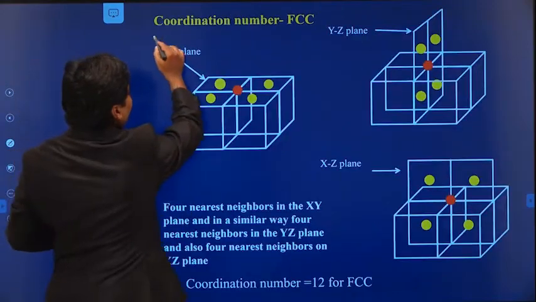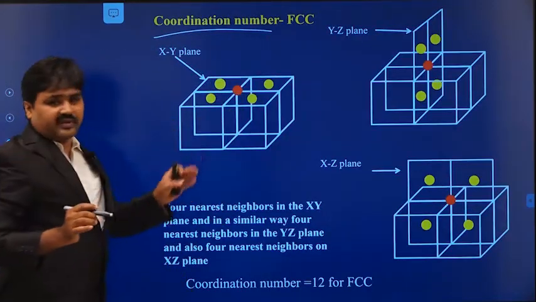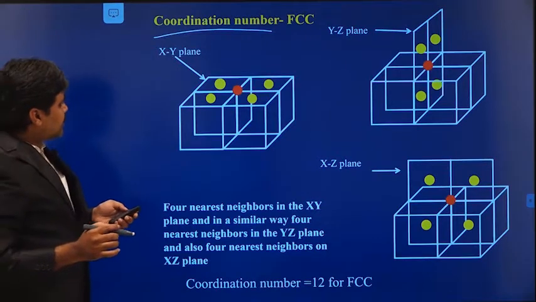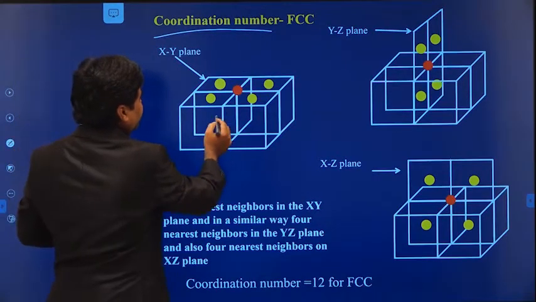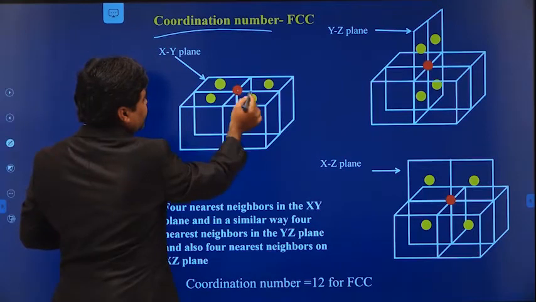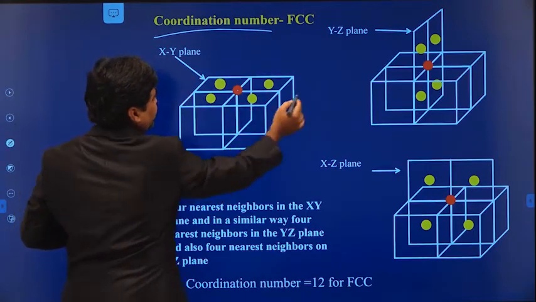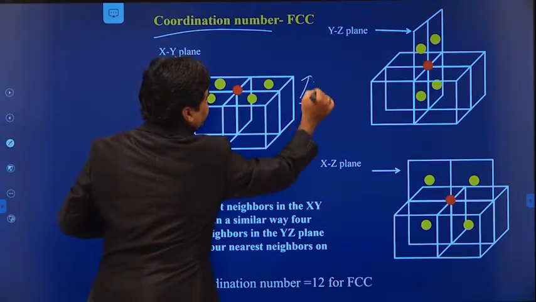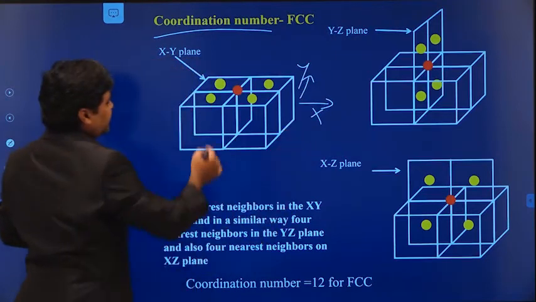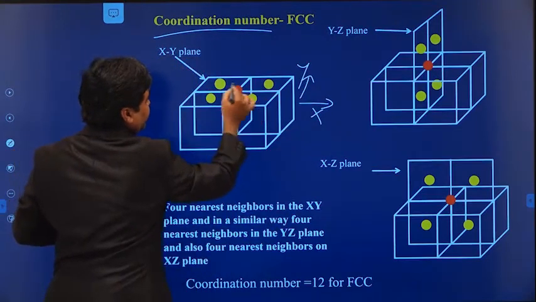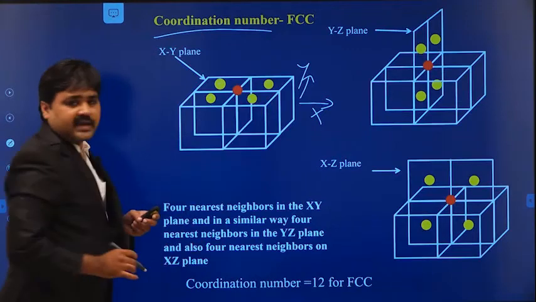And in order to calculate the coordination number, that means the number of nearest neighbors. Here you can see, if you look at this corner atom, there will be, in the xy plane, suppose this is x and this is y, if you take this xy plane, four nearest neighbors in the xy plane.